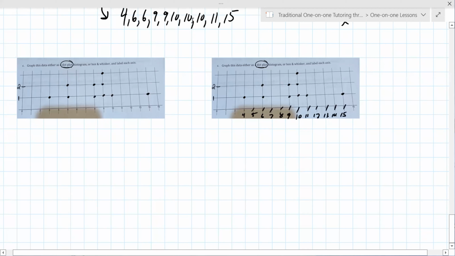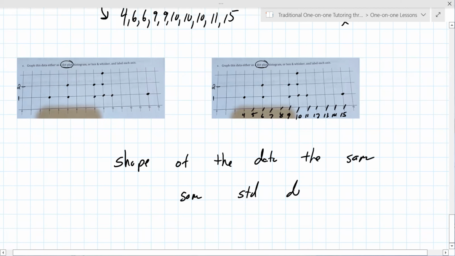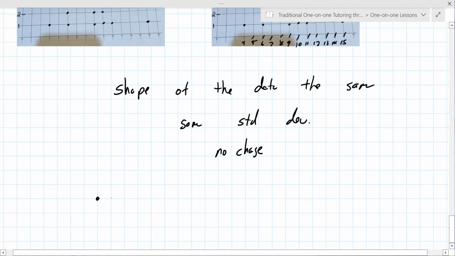Oh, that's a lot. Okay, so is the shape of the data the same? Yes. So when the shape of the data is the same, that means they have the same standard deviation. So there is no change in this case. Again, sometimes a simpler example is easier. Like if you had 3 dots around 1, 2, and 3, and then you had 4, 5, and 6, these both have the same shape. So the standard deviation is the same. Okay.